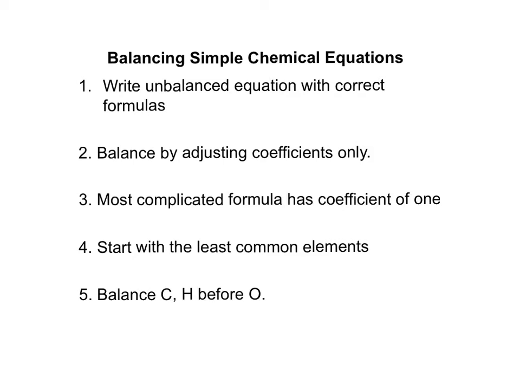That's a way to start. You can go back and change that later if you want to do that. But you start with just 1, and most of the time it works out. You don't have to change it. 4, start with the least common elements, and those would be the ones that are not carbon, hydrogen, and oxygen. Kind of a general rule there. And also number 5, balance carbon and hydrogen before the oxygen. Oftentimes in reactions, O is in the form of O2, and it's by itself, so you can easily put a coefficient in right at the end of the balancing process.